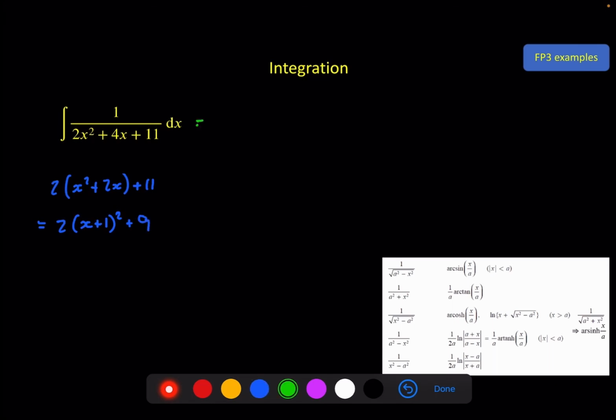So I can turn my integral into 1 divided by, I'm going to bring the 2 out, but I'll do that in a second. x plus 1 squared plus 9 dx. And then it's kind of looking like this one here: x squared plus a number. But there is a coefficient in front of this, so I'm going to pull that 2 outside and instead have 1 over 2 integral of 1 over x plus 1 squared plus 9 over 2.